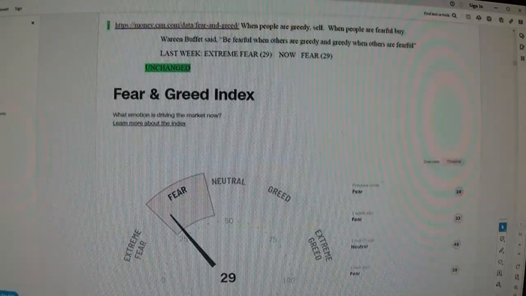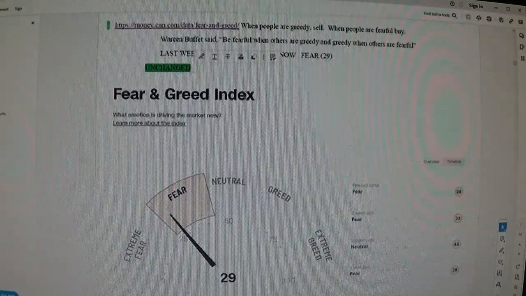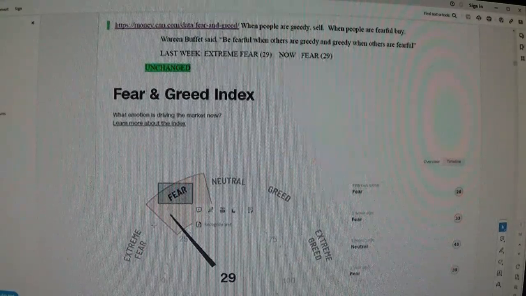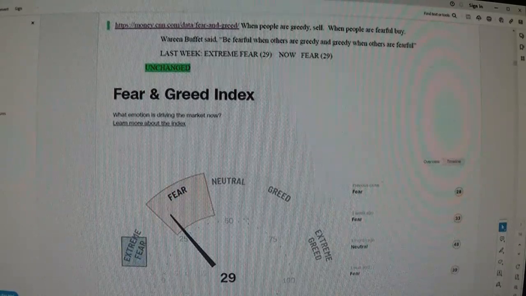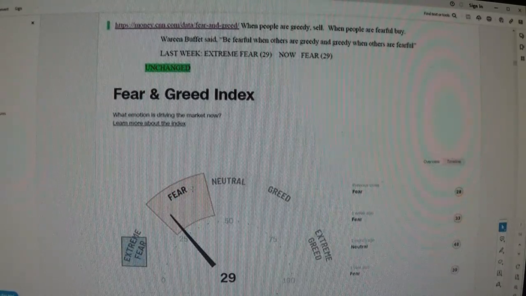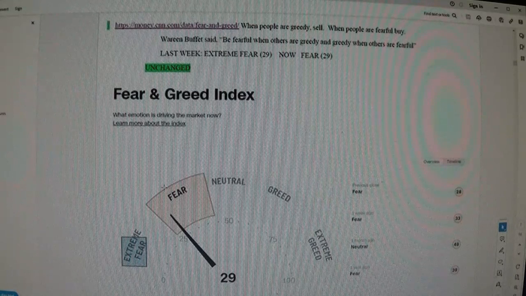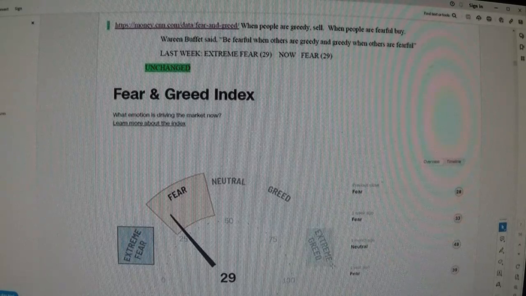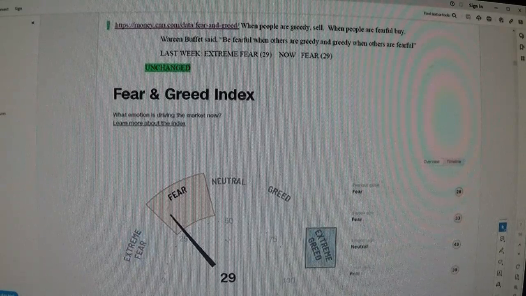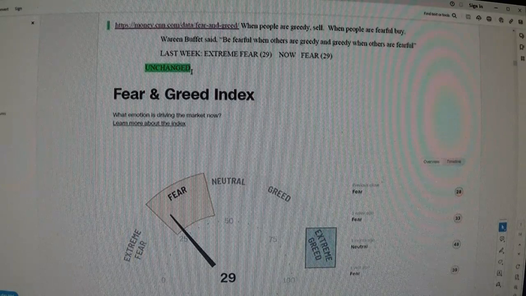All right, fear and greed. Right now, the stock market is fearful. Two weeks ago was extreme fear. So what you have to do is do the opposite of what everyone else is experiencing emotionally. Whenever people are extremely fearful, you want to buy. And when people are greedy, you want to sell or don't buy. Right now we're fearful.